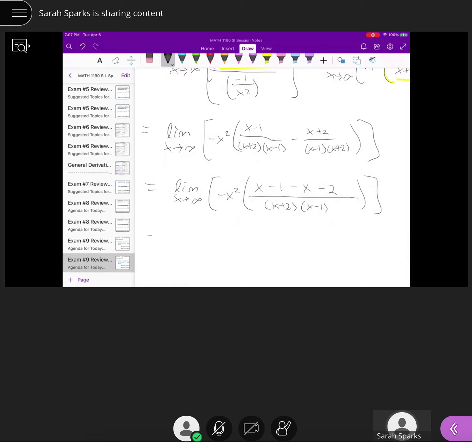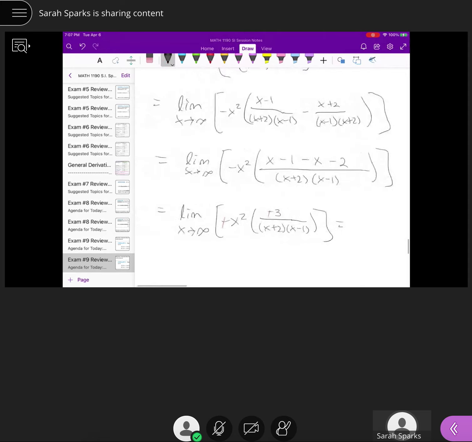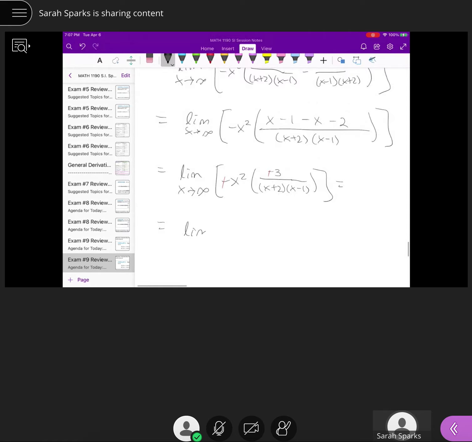And then simplifying one more time, we get the limit as x goes to infinity of negative x squared times negative 3 over x plus 2 times x minus 1. We see that those two negatives will cancel out, and then I'm going to bring that x squared up top. So we're going to get the limit as x goes to infinity of 3x squared over x plus 2 times x minus 1.